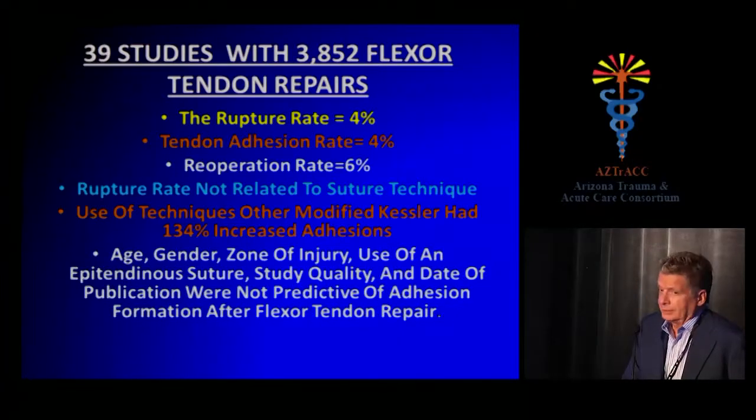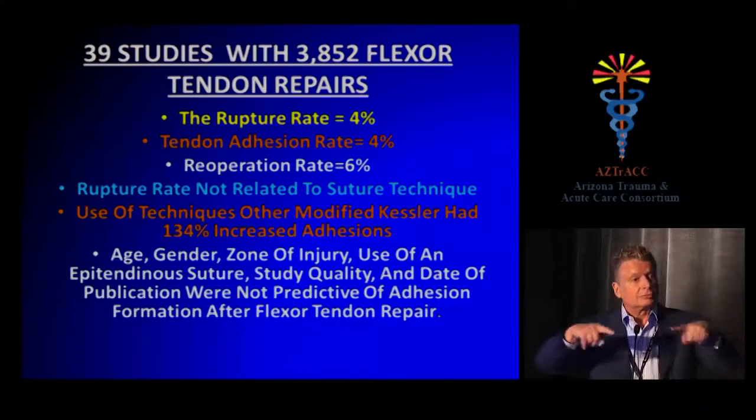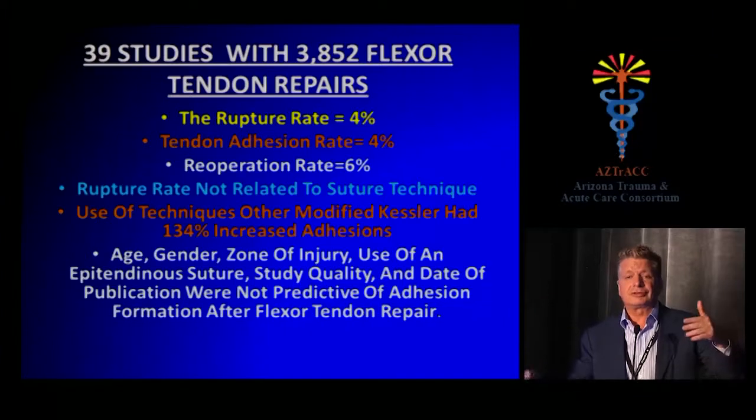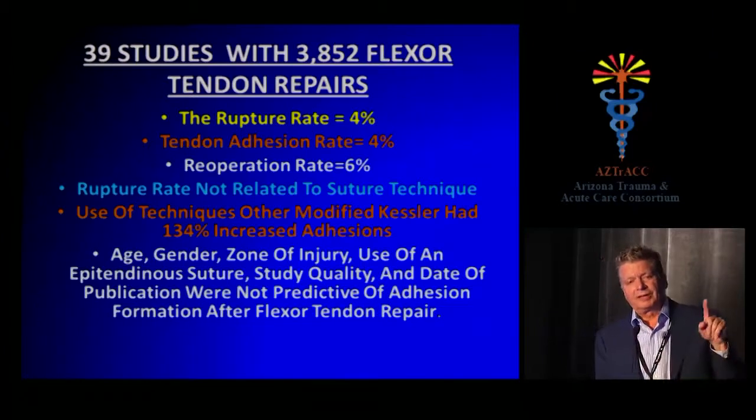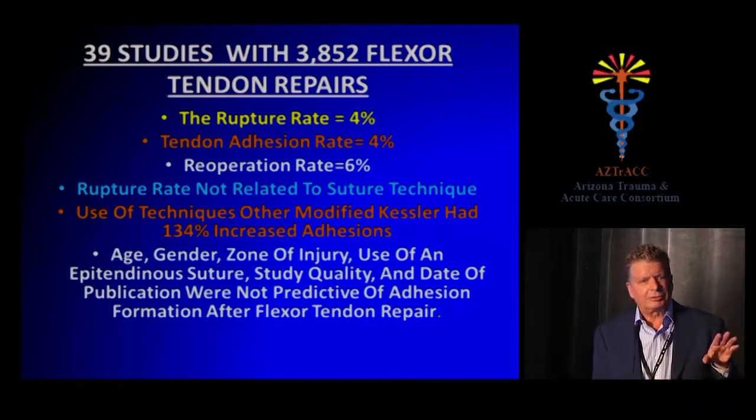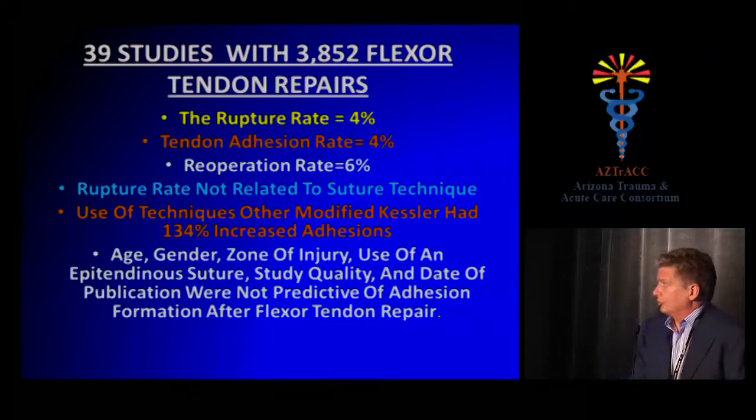So if you repair a tendon rupture in the forearm and in the hand, the rupture rate, and I have to back up, I'm pretty sure this was zones 1, 2, 3, and 4. I'm not sure if they included 5. The rupture rate is 4%, adhesions is 4%, reoperation rate is 6%. Rupture rate was not related to the suture technique. So you saw all those pictures? They couldn't prove that doing the Sugi versus the Savage made any difference. Now remember, because you can't find a difference doesn't mean they're the same. It's the type 2 error issue. Numbers are too small, which often happens to us.